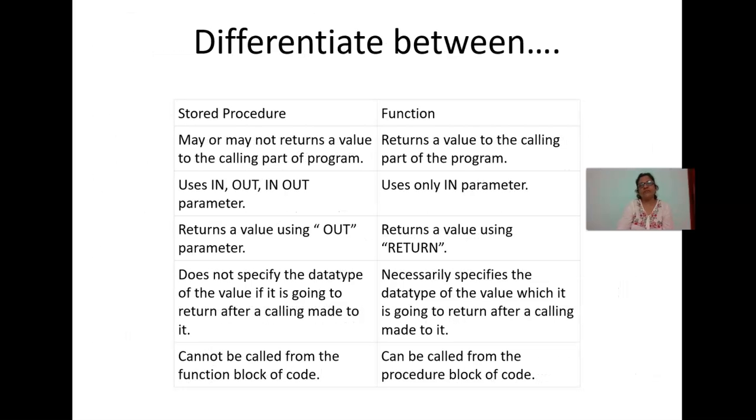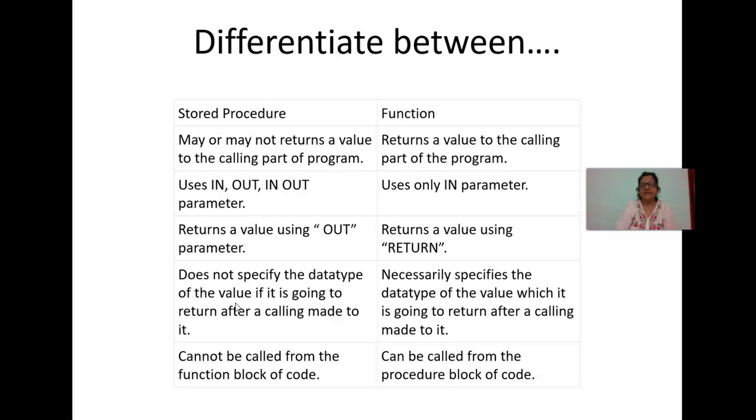Okay, so differentiate between stored procedure and function. A stored procedure may not return a value, but a function returns a value. If a procedure is returning a value, then it uses out, or in out parameters. It uses in, even in out also, but generally in is used a lot. A procedure returns a value using out, I told you that. Here, in a function, the value is returned by using return.